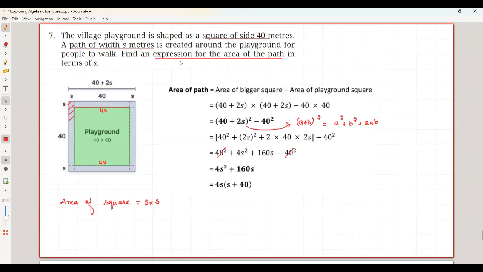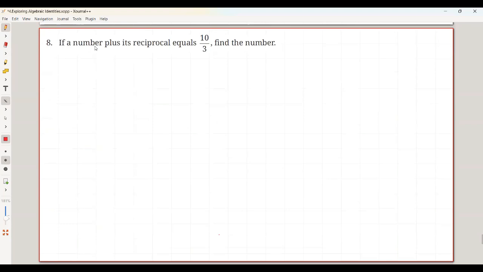Okay, they ask us the expression for the area of the path. This is the expression for the area of the path. Now question number 8: if a number plus its reciprocal equals 10 by 3, find the number.